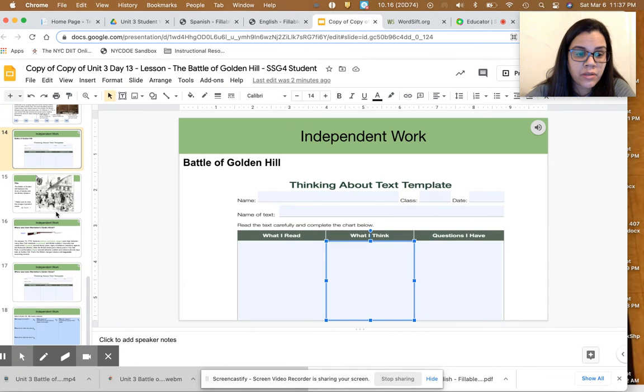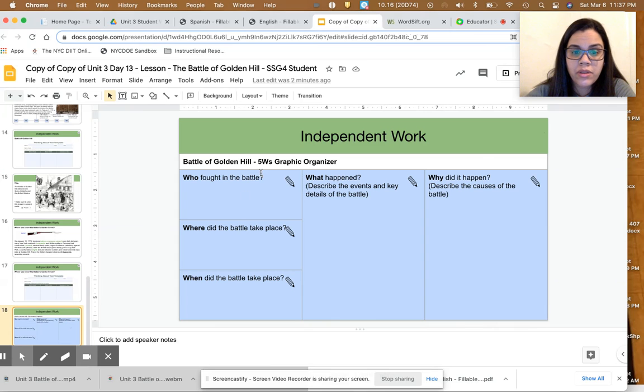When you're done, I would like you to think about the Battle of Golden Hill, the images, and all the reading that we've done today. And I'd like you to take notes on who fought in the battle, where did the battle take place, when did the battle take place, what happened, and why did it happen? What were the causes of the battle?